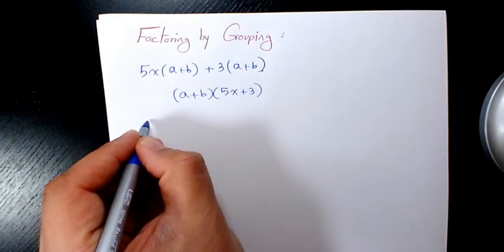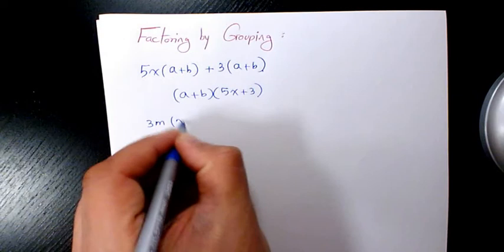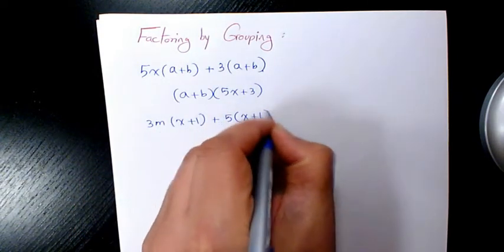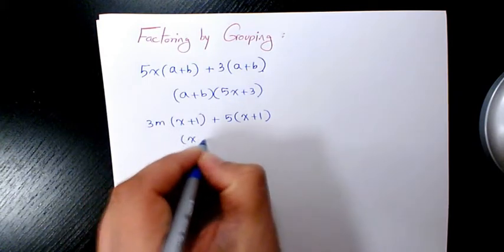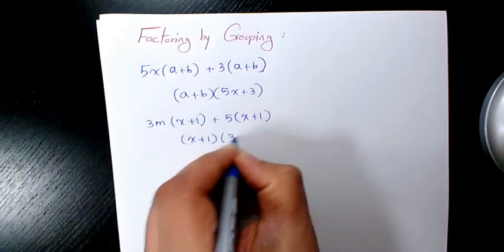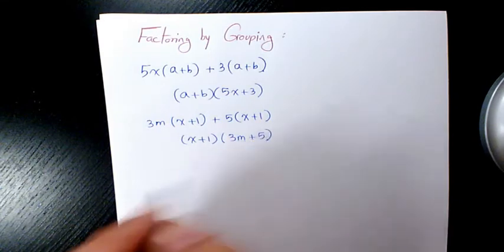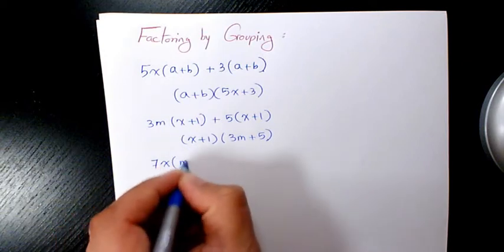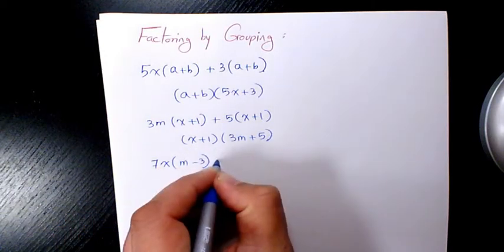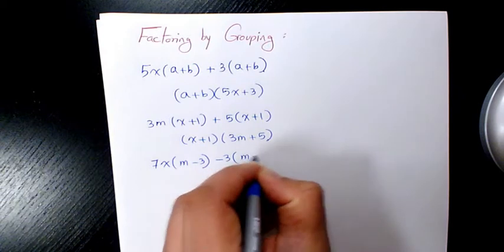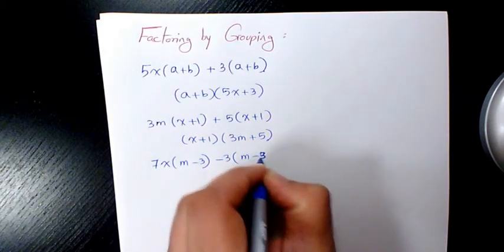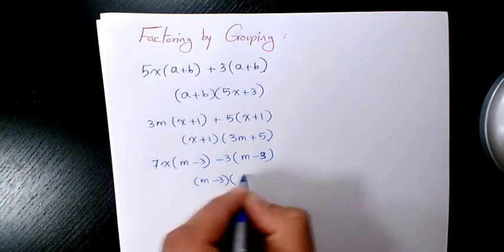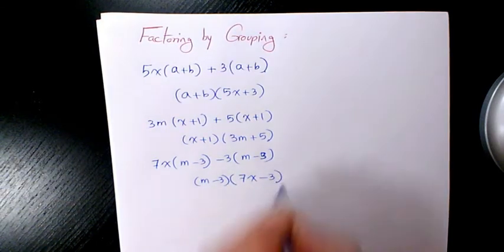Next one is 3m times (x plus 1) plus 5 times (x plus 1). So now in this case you can factor x plus 1 and then you write 3m plus 5. Next one is 7x times (m minus 3) minus 3 times (m minus 3). So again, m minus 3 is common, so you can factor it, and then you have 7x minus 3.